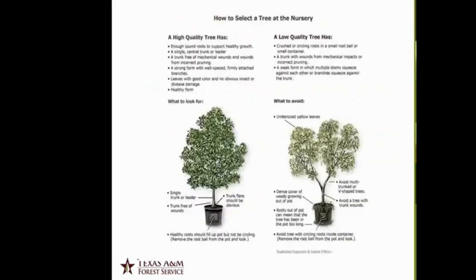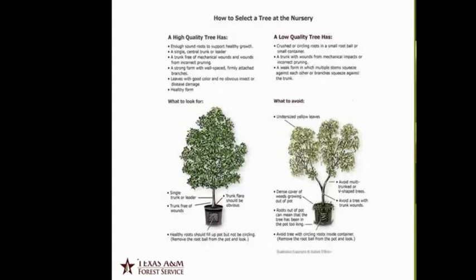So this little diagram helps with looking at what you can see while in the nursery. So we want to buy trees that have a single trunk, or what we call a leader. You want to make sure there's no wounds on it, of course, and that you can actually see the trunk flare. So that part where the trunk starts to flare at the bottom. And then healthy roots, so they shouldn't be circling the pot.